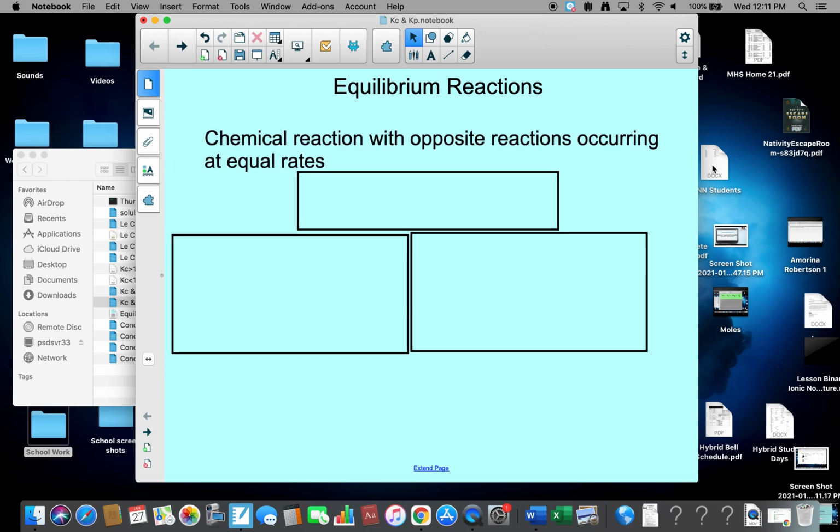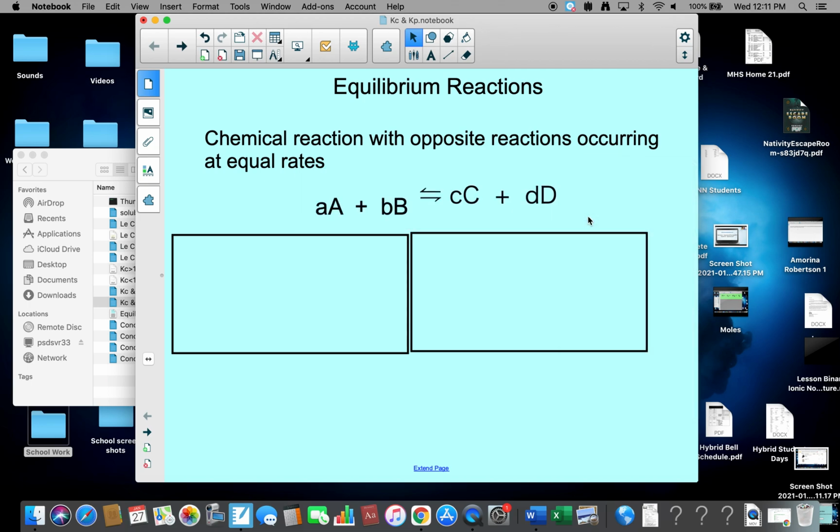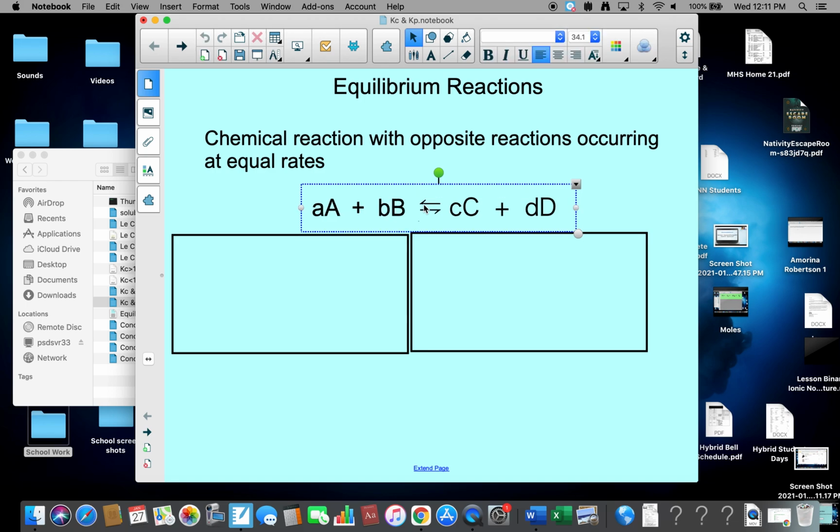Equilibrium reactions are defined as chemical reactions with opposite reactions occurring at equal rates. So we have both reactants and products at the end of the day. At the end of the day, you're going to have some reactants and some products left. Now, there's two different ways that we can find that.